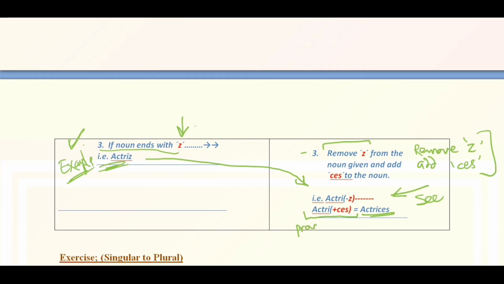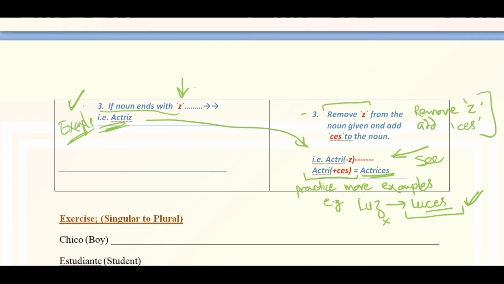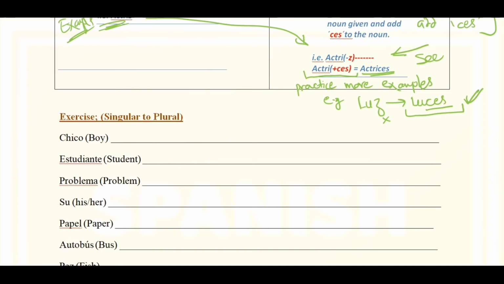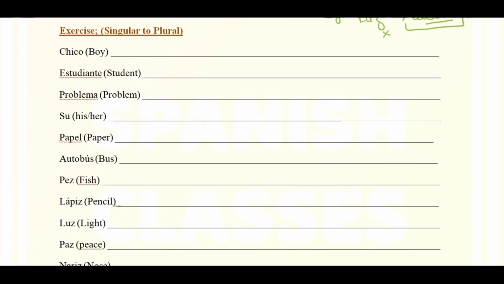Nariz, narices. I have written only one example here. Actriz, actrices. We'll practice more examples down below. I have made a very easy and important exercise. So let's practice all the words, and definitely you will enjoy it, because practice is very important in any language learning. I have already said it many times. See what the words are and how to convert them. You also work with me.